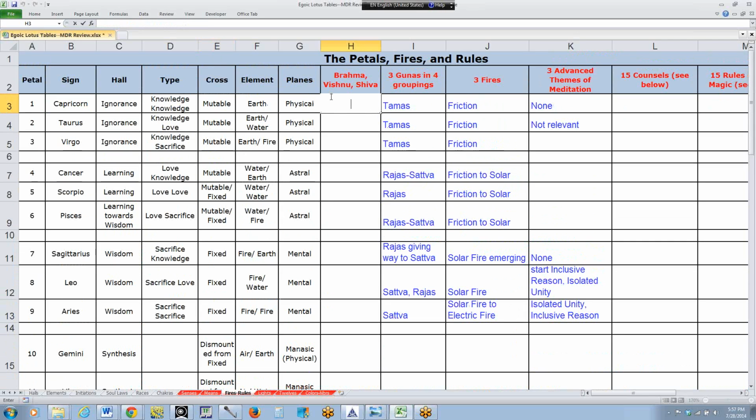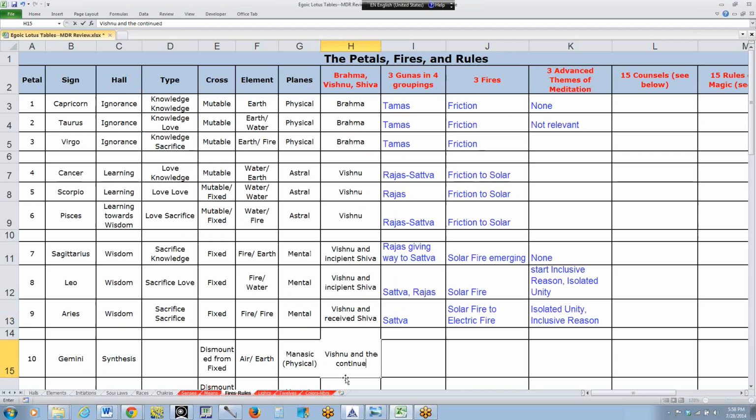Obviously, the first three petals, from a certain point of view, are Brahma. They are Brahma, the third aspect of divinity. And, you know, it's pretty obvious how it will go. The next three petals are the Vishnu petals. And really, you know, Vishnu has to continue. Vishnu continues. So Shiva is sacrificial, but I'll say Vishnu and incipient Shiva, because it's the first aspect. But the first aspect does come in at the ninth petal, and as the monad is appreciated, Vishnu and received Shiva. And we'll say Vishnu and the continued growth of Shiva. That's what we have.